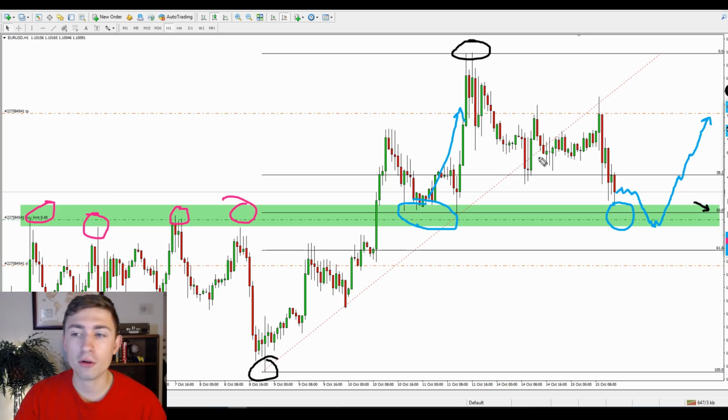So we're looking here at Euro Dollar, and if price comes down to this entry point, this is where I'm going to look to get long. Now, what am I going to do if things go right?